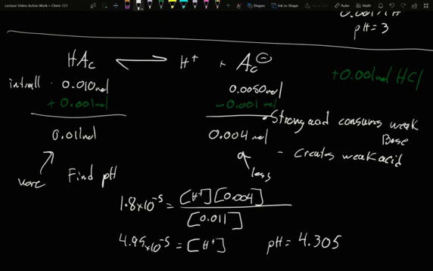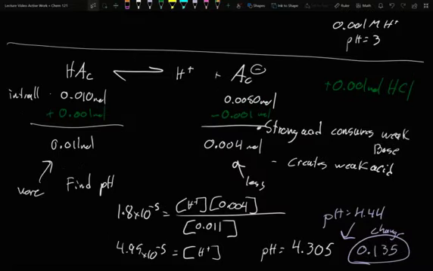And so our pH is different. It's a little smaller. Previously, our pH had been 4.44. We added strong acid and we go down, more acidic. But the change here is only by 0.135. We'd said that strong acid, when added to pure water, changed it by 4 pH units. But the same amount of strong acid added to our buffer changed it by 0.1 pH units.